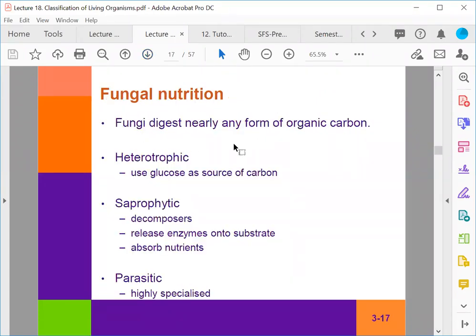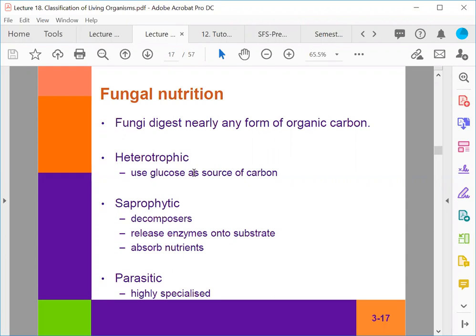Fungal nutrition. Fungi can digest nearly any form of organic carbon. They are our primary decomposers in any ecosystem. And in fact, the fungi are the only organisms that are known to be able to decompose lignin. So remember lignin, that very tough polyphenolic compound that goes into secondary cell walls. So when you're talking about decomposition of any woody tissue, you need to have fungi in that environment.